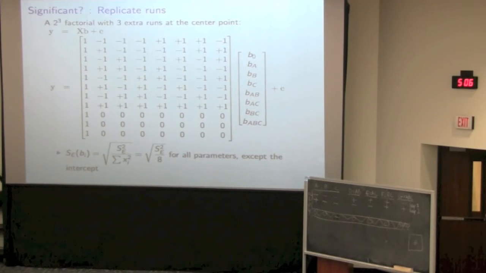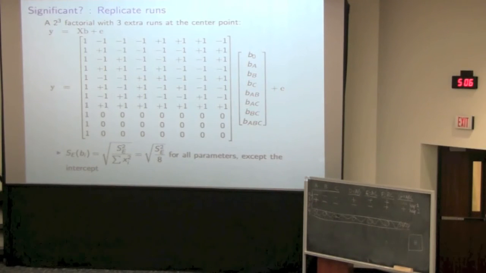Sum of squares of the residuals divided by n minus k. So n minus k is 11 minus 3, so you can actually calculate standard error. Once you have standard error, you can go calculate confidence intervals.